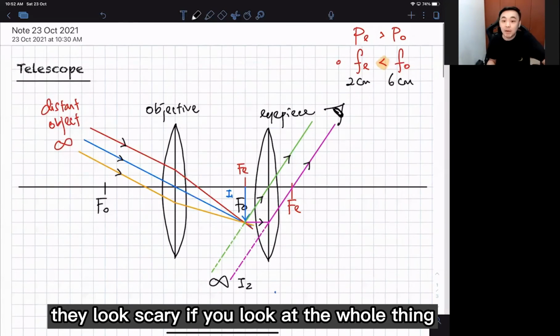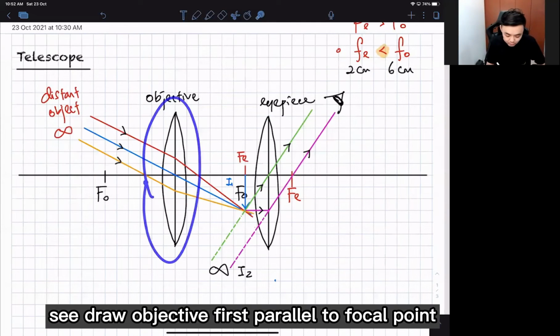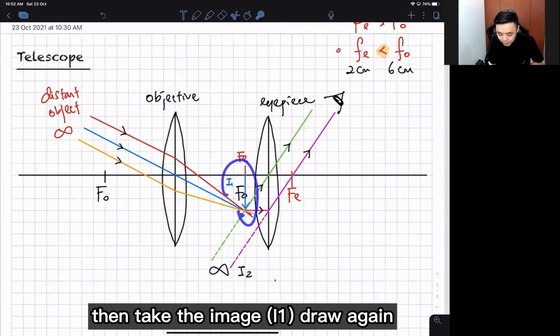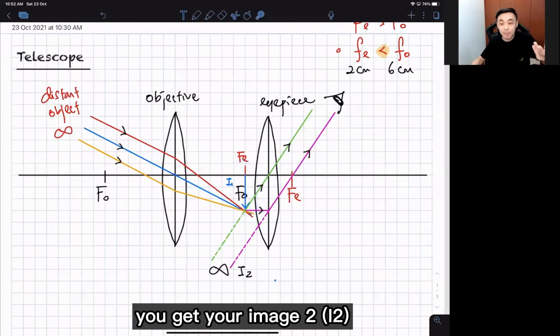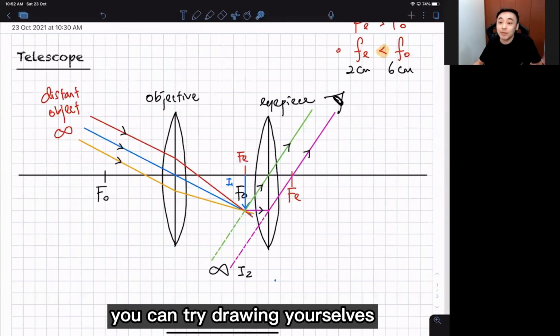Exactly. So that's it. Telescope drawing. All right. They look scary. If you look at the whole thing in one shot, it looks scary. Ultimately, you can see, draw the objective first, parallel to focal point. Then take the image, draw again, you get your image 2. Simple. Now I let you look at it. You can try drawing yourselves.